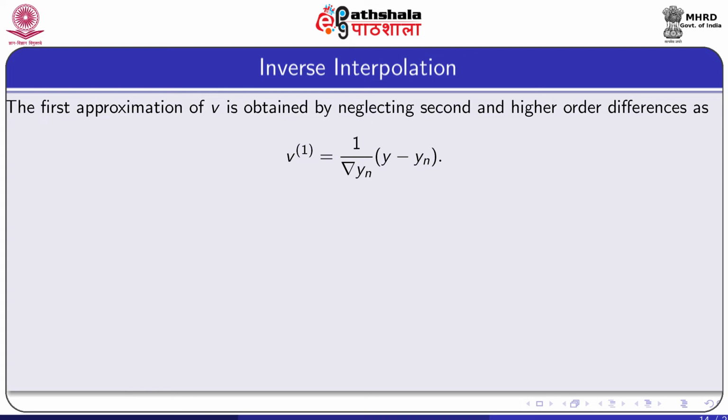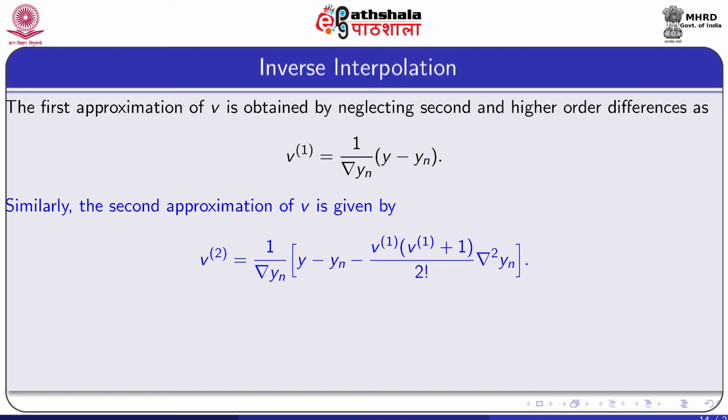the value of v1, that means the first approximate value of v, is equal to 1 by nabla yn into y minus yn. The second approximate value of v, denoted by v2, is equal to 1 by nabla yn into y minus yn minus v1 into v1 plus 1 by factorial 2 into nabla 2 yn.